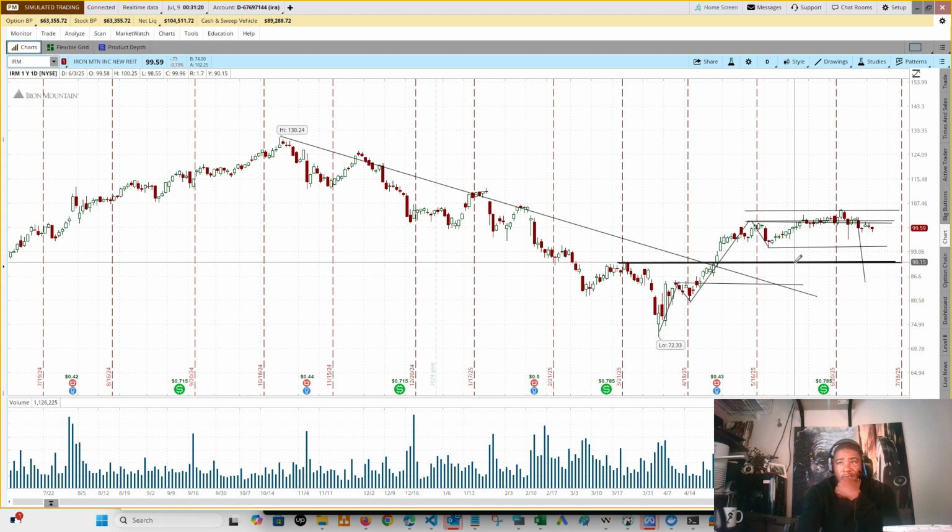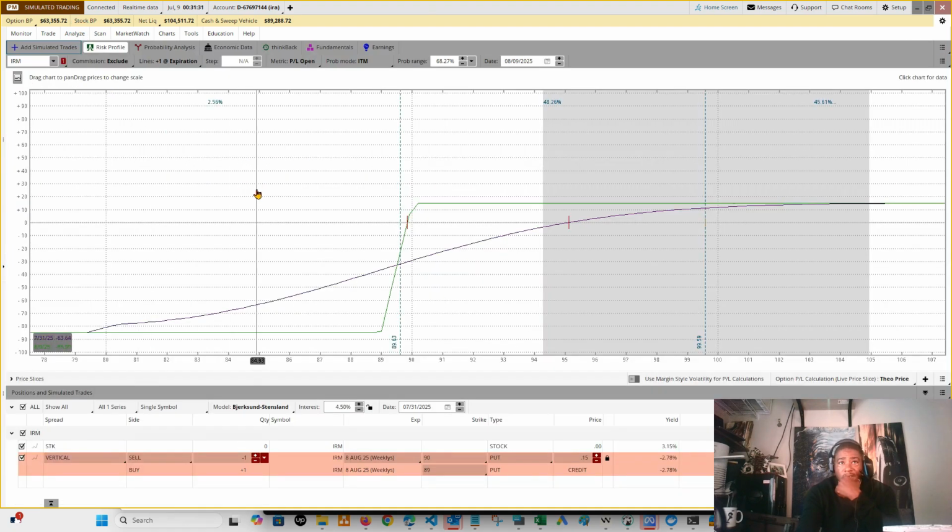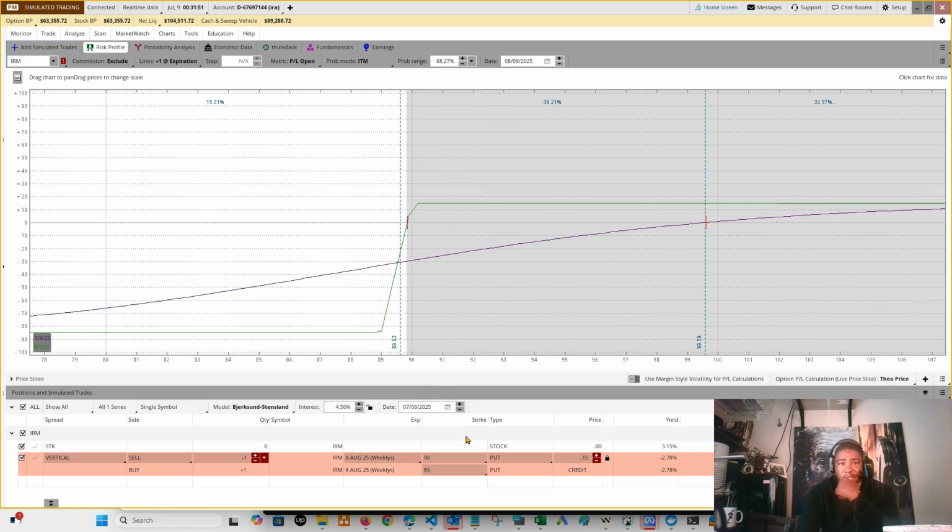We said 90 is here, right? This is 90, right? This is the price. Okay, 90 here. We'll go here to analyze. As long as the price is above 90, which is to the right of 90, I make money.